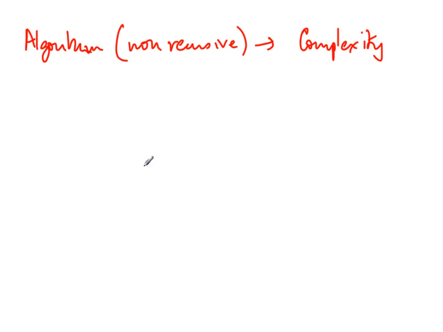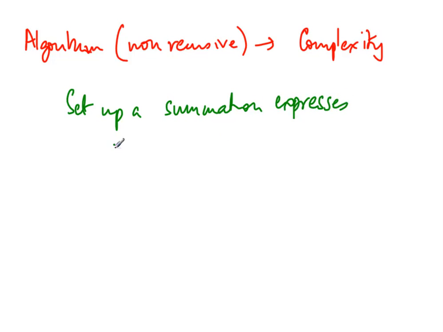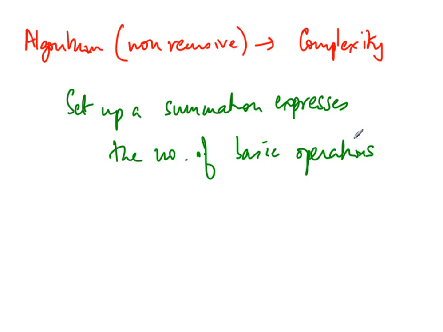The idea is that we would like to set up a summation which expresses the number of basic operations, and then we solve the summation. So this is one simple class of algorithms for which you can follow this recipe and compute the complexity. What we will see in the next section of this chapter is how to do the same thing for recursive algorithms.